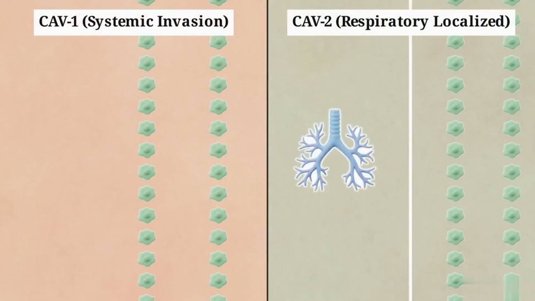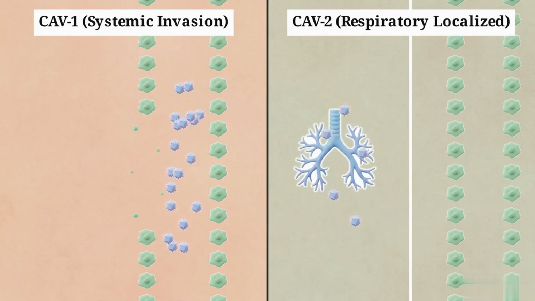This split-screen diagram highlights the crucial safety feature. While CAV-1 rapidly invades the bloodstream on the left, the CAV-2 vaccine on the right is physically incapable of replicating systemically or attacking endothelial cells. It remains confined entirely to the respiratory tract.